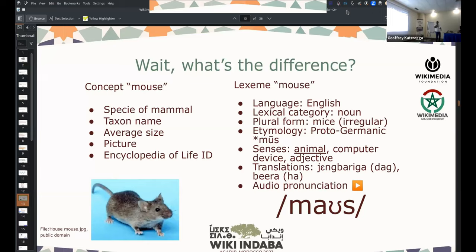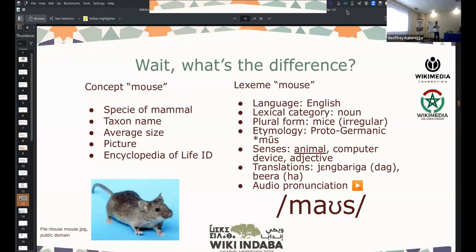Okay. So you might be wondering, we have items on Wikidata, and now we also have Lexemes on Wikidata. What's actually going on here? What is the difference between the two? So, items allow us to describe concepts.